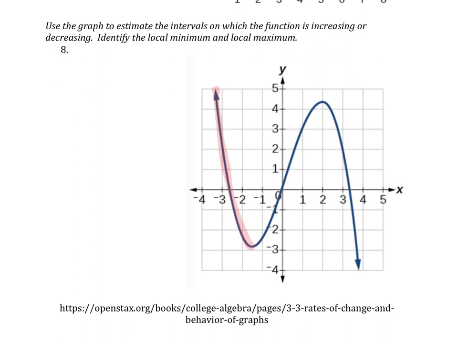So from x is negative infinity, because it goes to the left forever, and it goes until you get to here, which looks like it's about halfway between negative 1 and negative 2. So negative 1.5, it's decreasing. So your graph is decreasing from the x values negative infinity to negative 1/2.